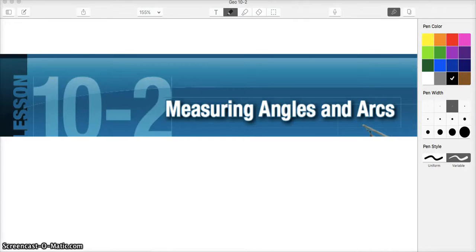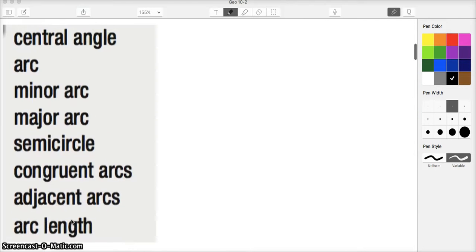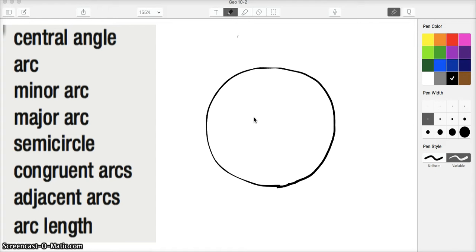Hey guys, we are in chapter 10, looking at section 2. We're going to talk about measuring angles and arcs, and this is all within the circle. So let's get started. We have some good vocabulary words here, and they all stem from circles, and so drawing a circle will be helpful as you take your notes.